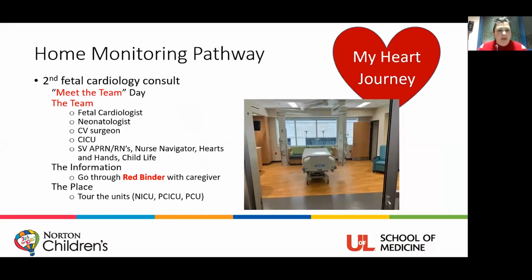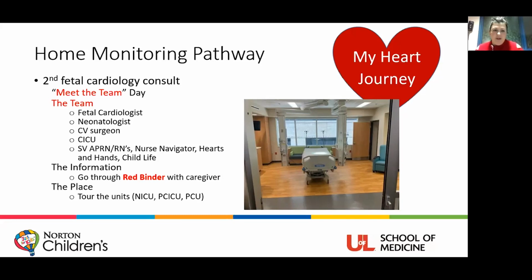So pathway at the second fetal cardiology consult. Usually the fetal cardiologist, once they initially see these patients, will see them every 4 weeks. So at that next visit, we have a meet the team day, which we started here around 2 years ago. And the family or caregivers of the baby that's going to be born with congenital heart disease will meet everybody that's going to help take care of them in the hospital.